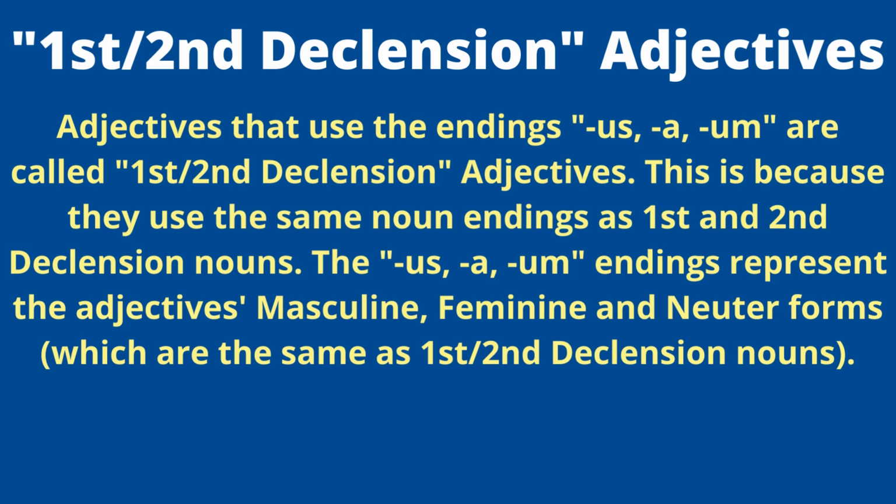So the endings -us, -a, -um are representing the masculine, feminine, and neuter forms of these words. Right? So -us is masculine, -a is feminine, and -um is neuter. And these endings are the exact same as first and second declension noun endings. This is why we call them first and second declension adjectives, right? It kind of makes sense because they're using the same endings.